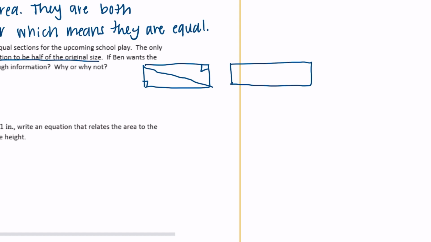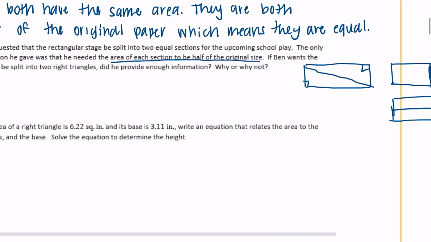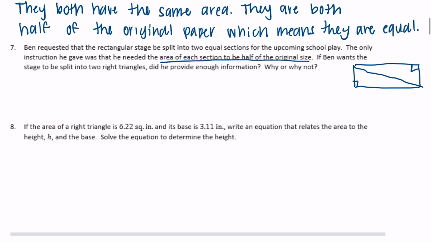So if I were to do it, I would have just gone, oh, there you go. Or you could have said, oh, there you go. So someone might have just split it horizontally or vertically and would have done it like that. So I would say no, he did not provide enough information.